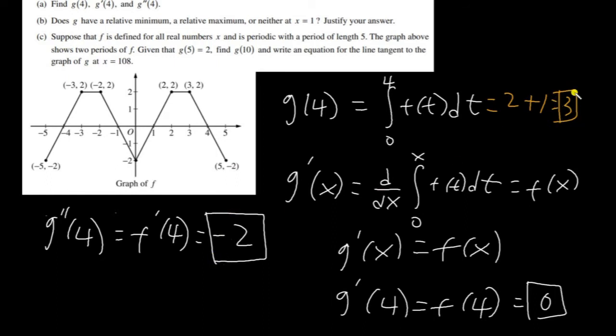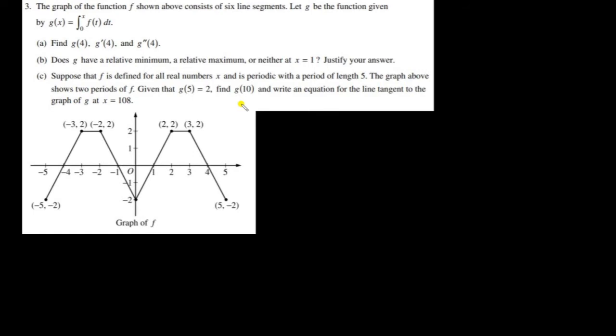So we found g of 4, g prime of 4, g double prime of 4, 1 point, 1 point, 1 point. In part B, we need to find if g has a relative minimum, maximum, or neither at x equals 1. So since we want to figure out stuff about g, and all the information we have in the form of this function is about f, we need to figure out a way to relate g and f, right? So if g has a relative maximum or minimum, what does that tell us about f?